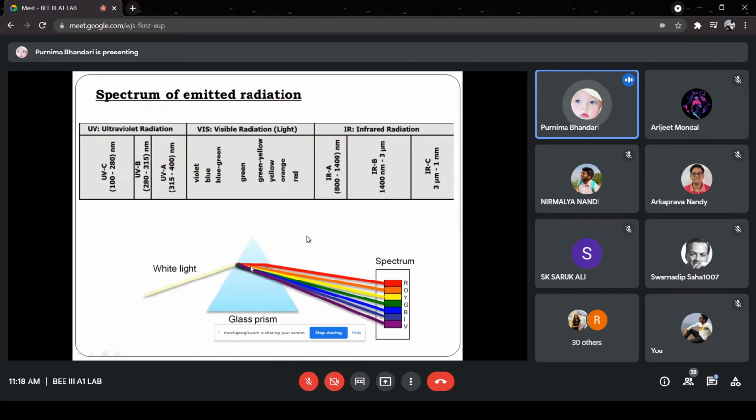This is the lamp we will be using here. This is the spectrum of emitted radiation. You can see there is ultraviolet radiation from the smaller wavelengths to around 380 or 400 nanometers. This is the visible radiation, about 380 to 780, or we call it 800. If we approximate, 400 to 800 nanometers is the visible radiation, and above 800 nanometers is infrared.